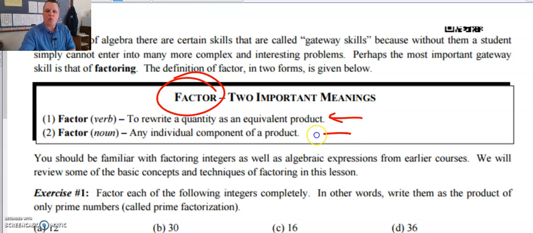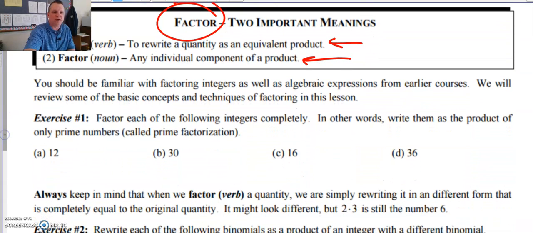Or we could say, what can you factor out of this polynomial? That's an individual component or individual term that will come out of your polynomial. So we just need to know the context that we use the word in and what we're looking for. In exercise 1, they talk about prime factorization. With prime factorization, these are values that could be common in a binomial, a trinomial, any polynomial.